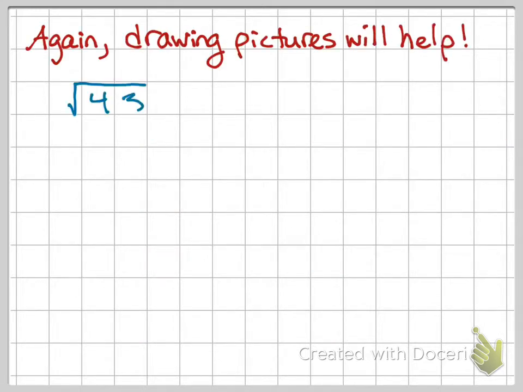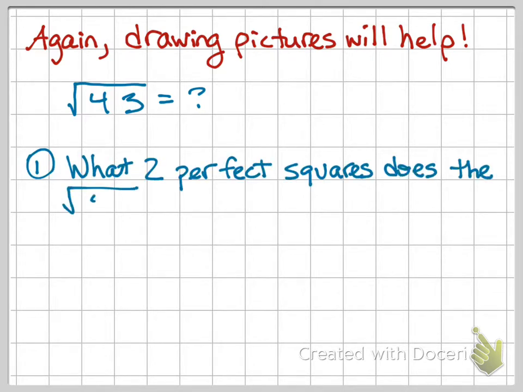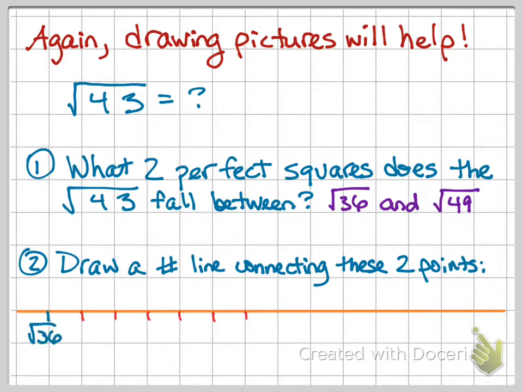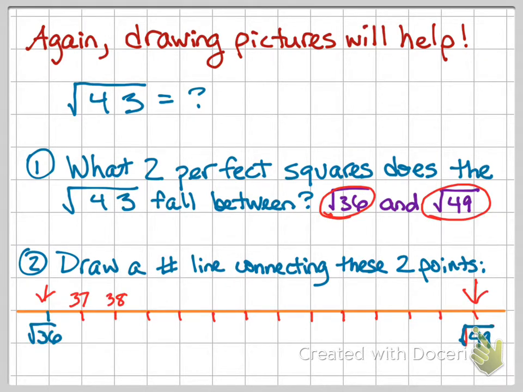Like I've said many times in math, you must use graph paper. It makes everything so much easier. So in this question, I've asked you, what is the square root of 43? The square root of 43 is a non-perfect square.